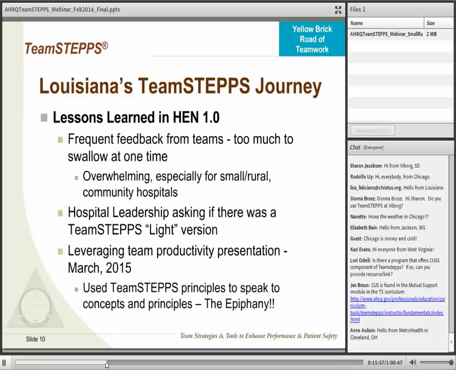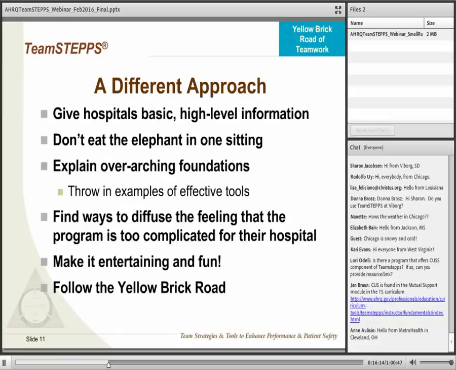It works. If I can take TeamSTEPPS principles, break them down into subsets, pick the core areas, and introduce those core topics by giving hospitals basic high-level information, then I can kill two birds with one stone. So that presentation was successful. I built on it, and now I do it as an hour-long team-building, teamwork session. I get multiple uses out of it.